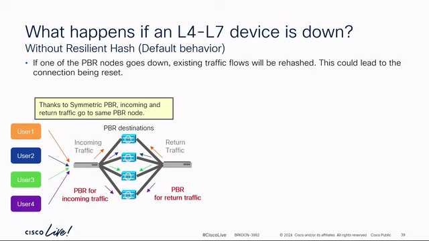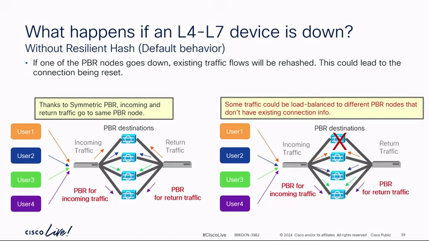If we have multiple PBR destinations, what if one of the destinations is down? By default, it's going to be rehashed. So let's say we have 4 types of flows and 4 destinations, nicely load balanced. Let's say the first device is down.